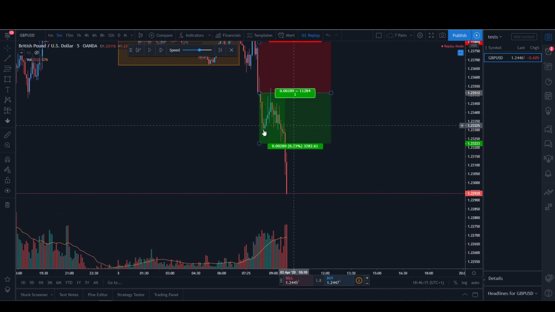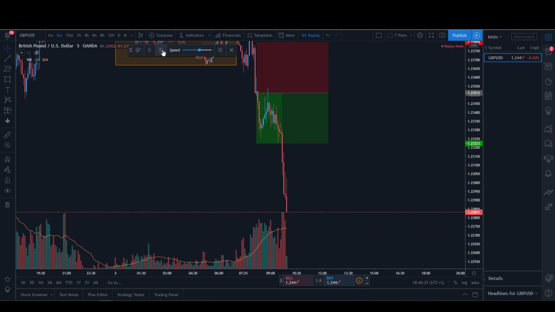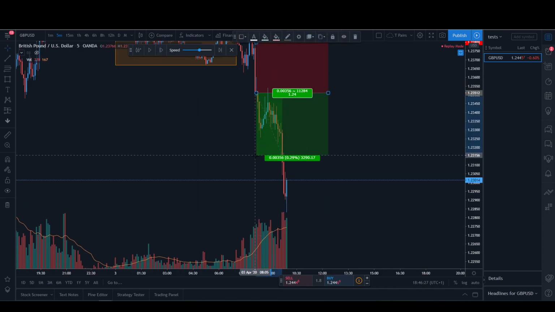There we go. So within a time period of 1.5 hours, we'd have taken profit, and it looks as though it would have continued on. So if I was to have done my 1.1, it would have hit that as well.